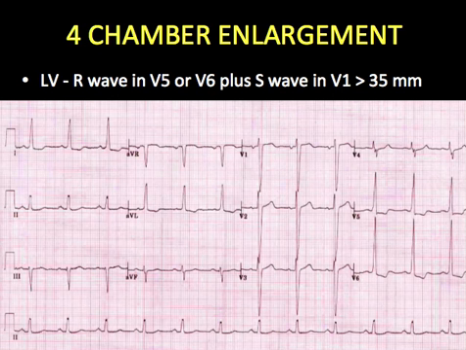Let's move on to the chamber enlargement. So we'll go through the 4 chambers. We'll start with the left ventricle, because left ventricle hypertrophy is seen very commonly, and as we cover this, we'll do the rest of the 3 chambers. So let's talk about the left ventricle enlargement.